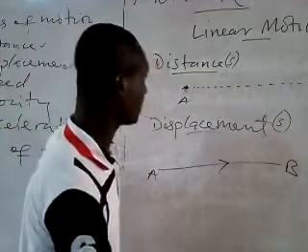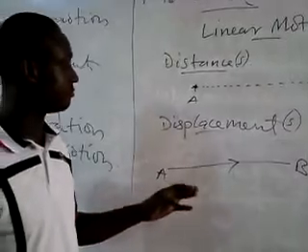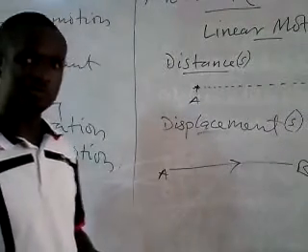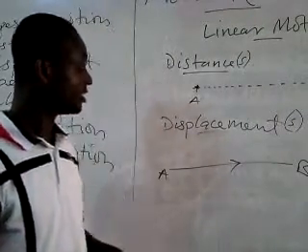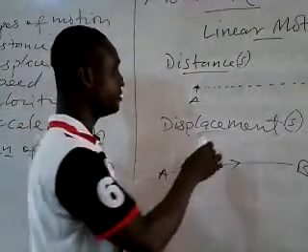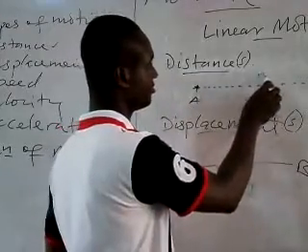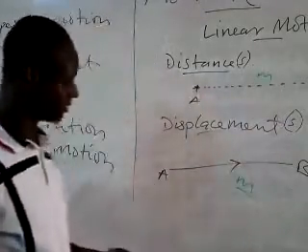Displacement will involve direction. And due to that, displacement is a vector quantity. And the SI unit is just like that of distance, also in meters. Distance is in meters. Displacement is also in meters.